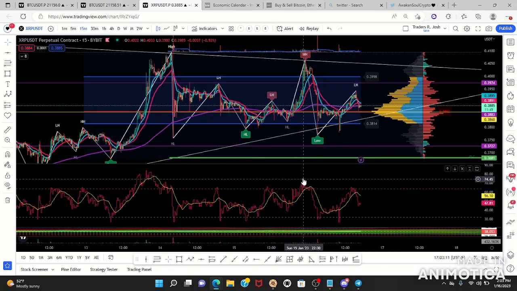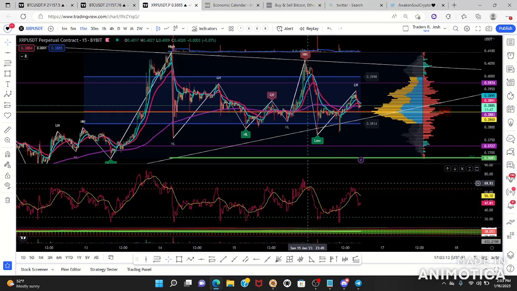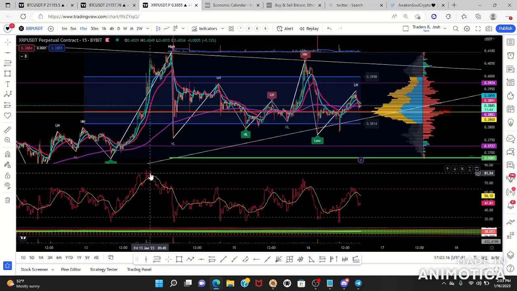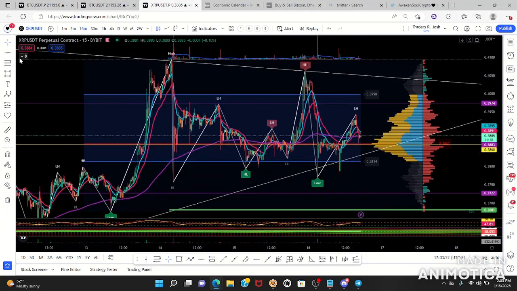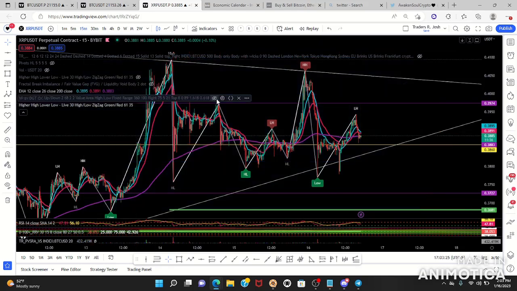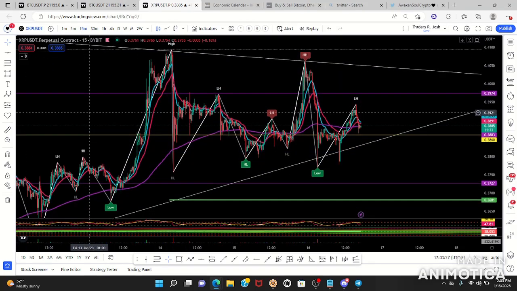Make sure the RSI is in your direction. Make sure the RSI is overbought if you're going to short, or oversold if you're going to long. But back to, so that's a scalping, and I'll be making more scalping videos.